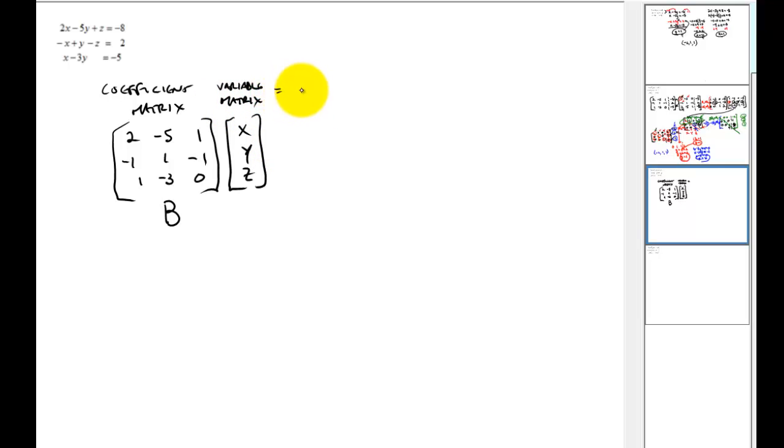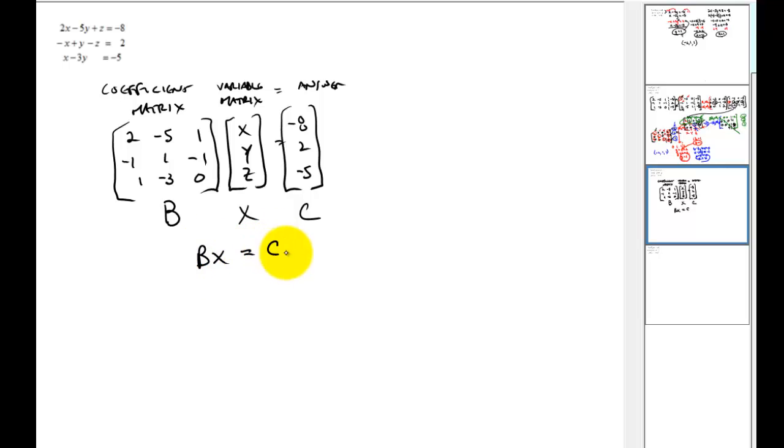And then if you multiply those two together, you're going to get your answer matrix, which is just negative 8, 2, and negative 5. I'll call that X for a variable matrix, and I'll call this C. So I have B times X equals C. We can do this on a calculator.